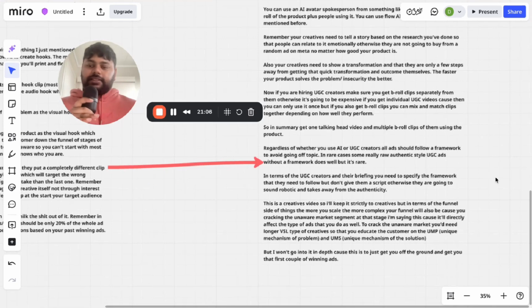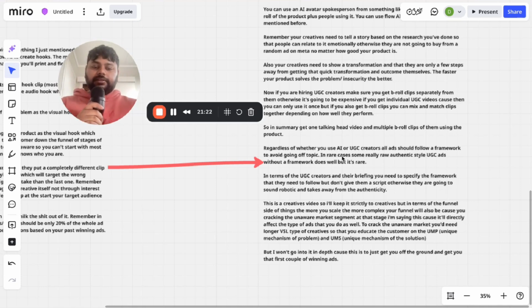So you can mix and match them, and you can use them in multiple ads, and you can find out which ones are winning clips, and literally lay them out in one whole ad, and that'll be one mega winning ad for you, you know.